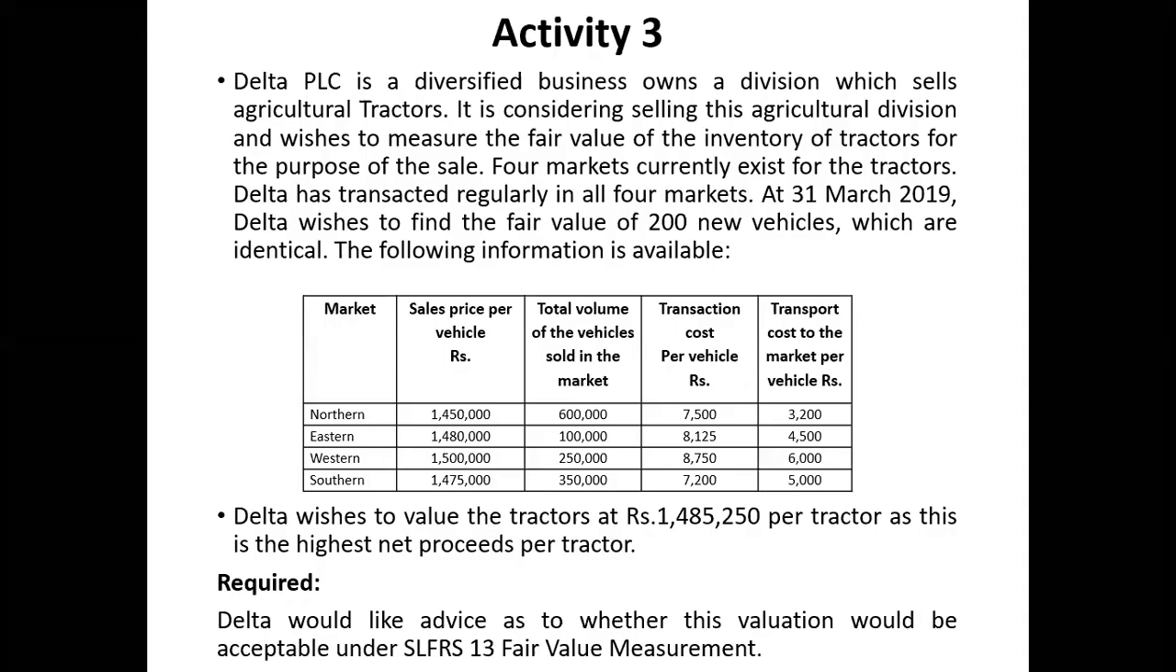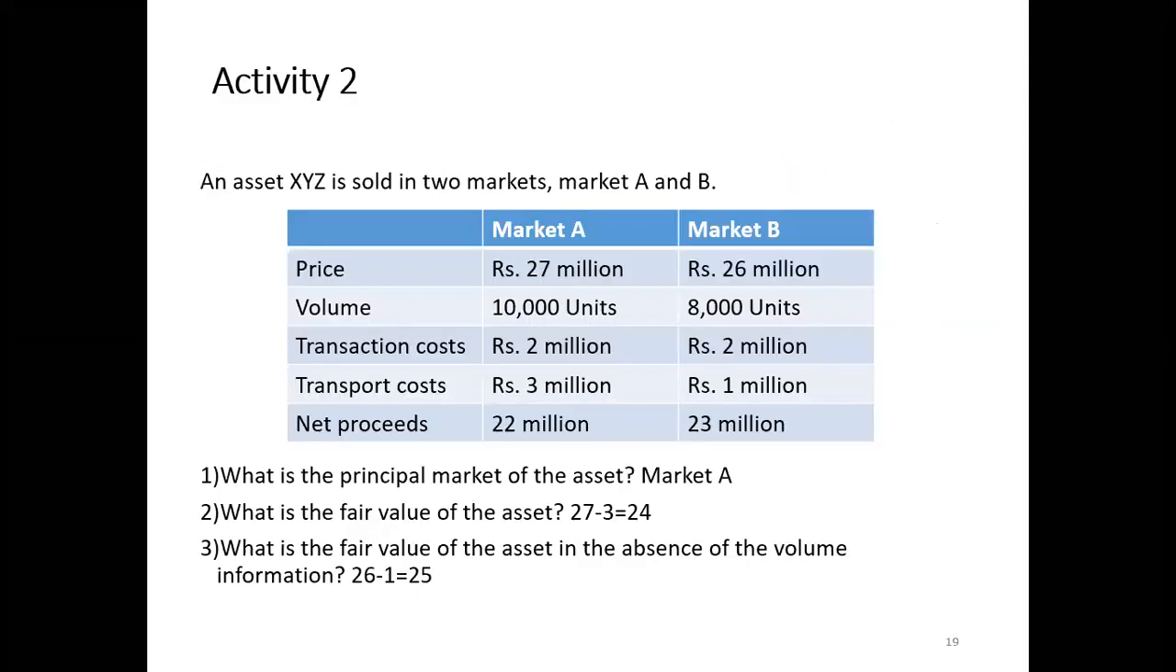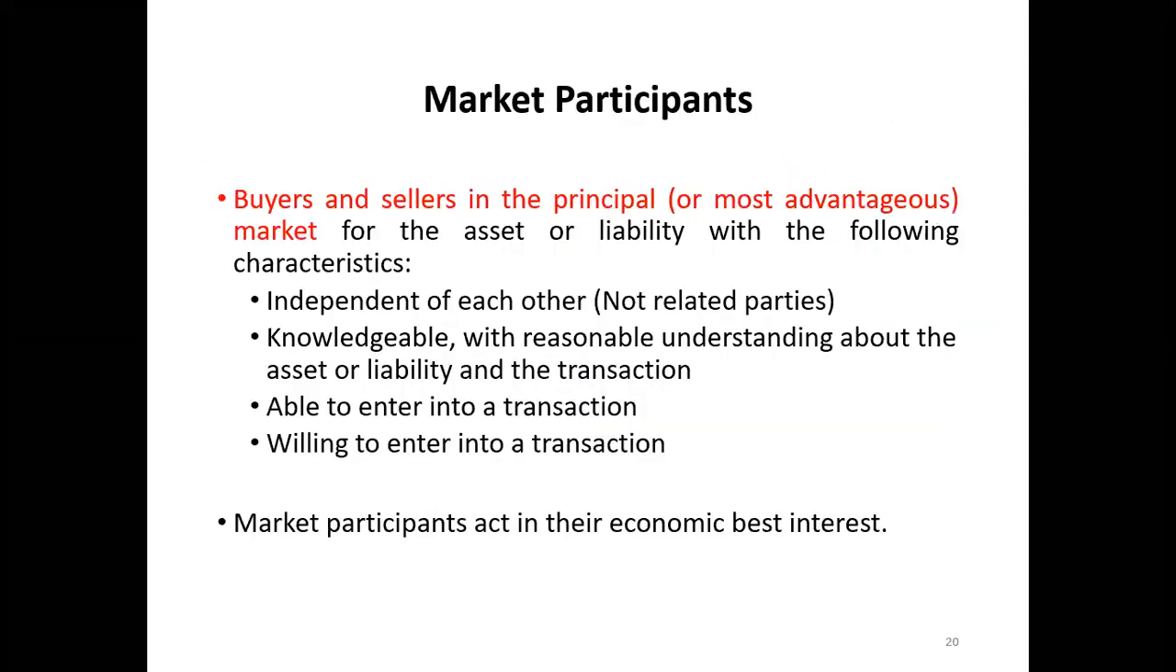Okay, before the break, I just want to take one last slide, and it is about the market participants. We've been discussing the key parts of the definition, and this is going to be the last part. When it comes to market participants, it is about the buyers and sellers in the principal or the most advantageous market. So now you know the market, right? For the asset or liability, with the following characteristics. When it comes to these market participants, we are assuming that they have the following characteristics.